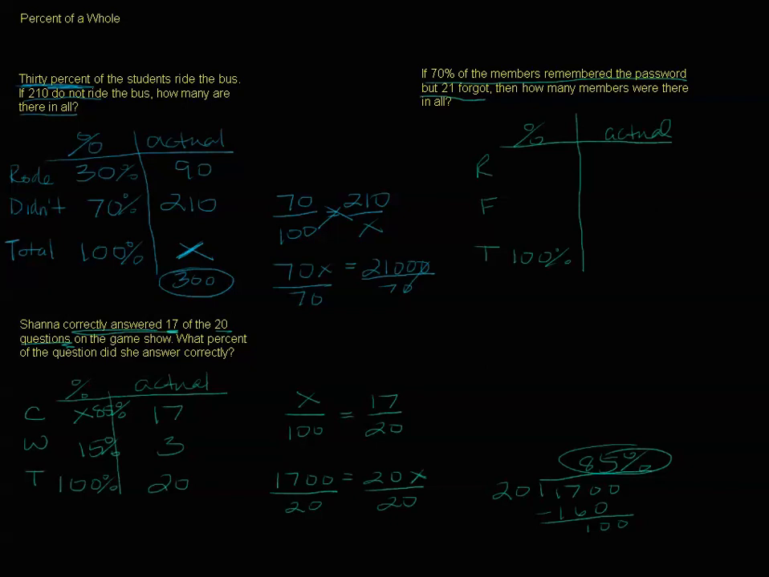Now 70% of the members remembered the password, and 21 forgot. This one's very similar to the one up here. If 70% remembered, 30% forgot. Now we just need to know how many there were in all. So we need to know this. So we have 30 over 100 equals 21 over x. So 30x equals 2100, because we cross multiplied.